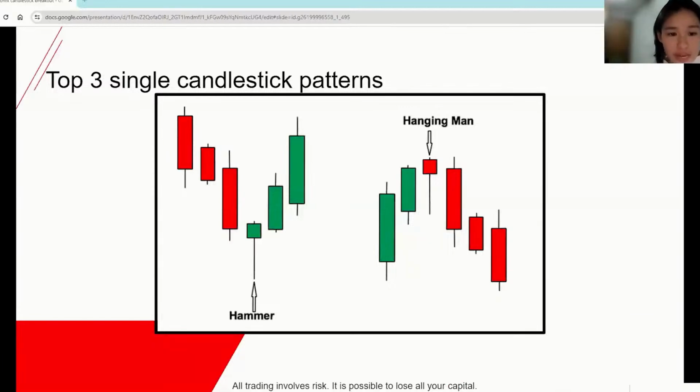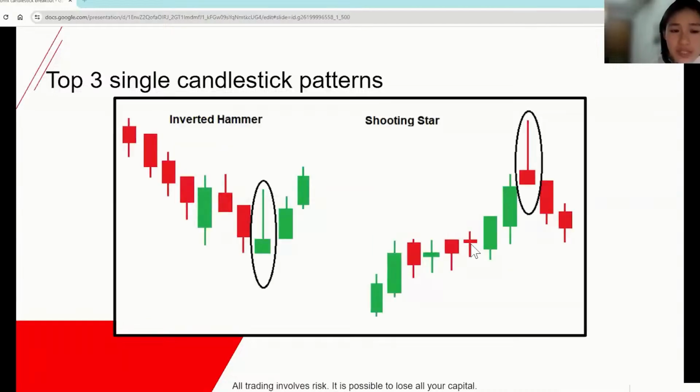To start off, we're going to look at the hammer and hanging man. These are pretty straightforward. If we're looking at a reversal from price moving in a downtrend to an uptrend, we're looking at a hammer, where the upper wick of the candlestick is much shorter than the bottom wick. Hanging man, of course, would be the opposite, a reversal from an uptrend into a downtrend.